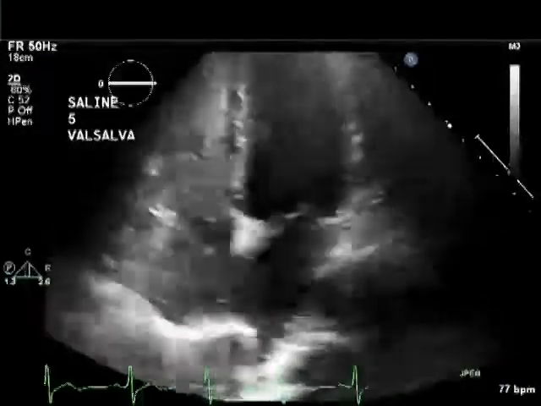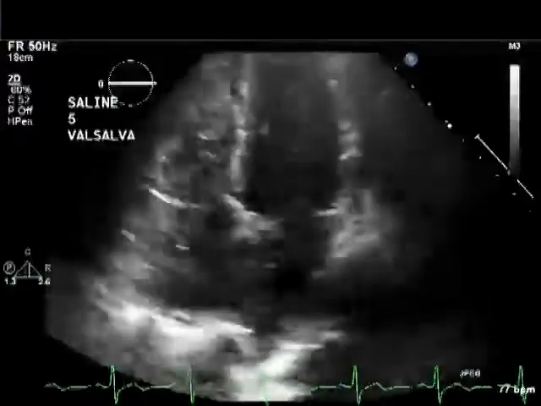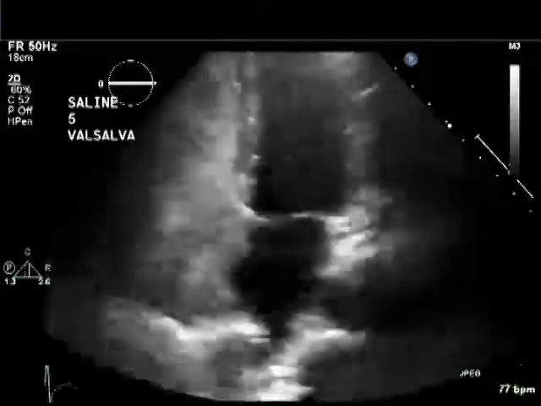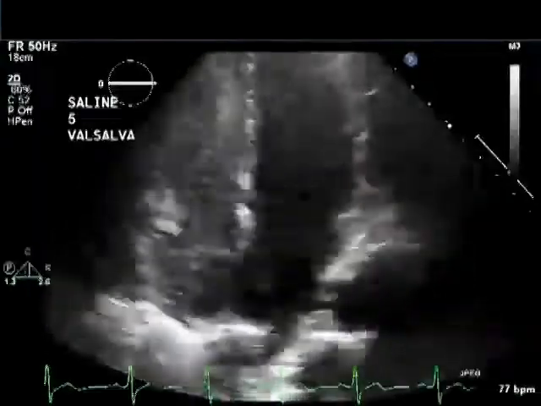The Valsalva release phase transiently increases right atrial pressure, which may demonstrate a right-to-left shunt that was not visible during normal respiration as seen in this example.